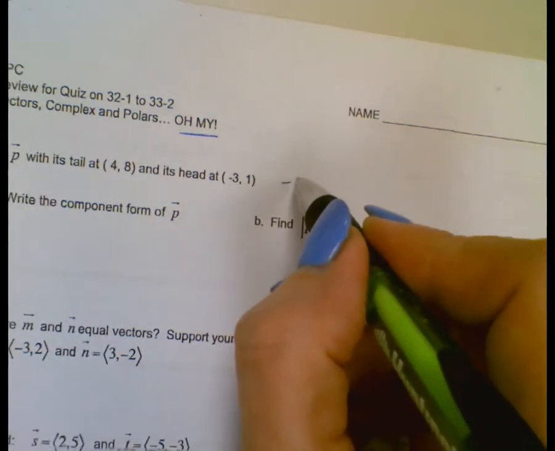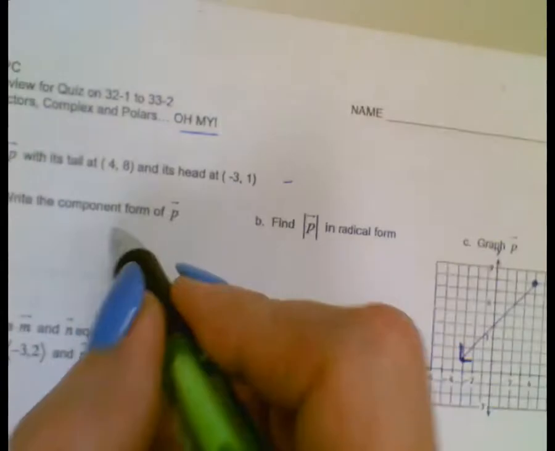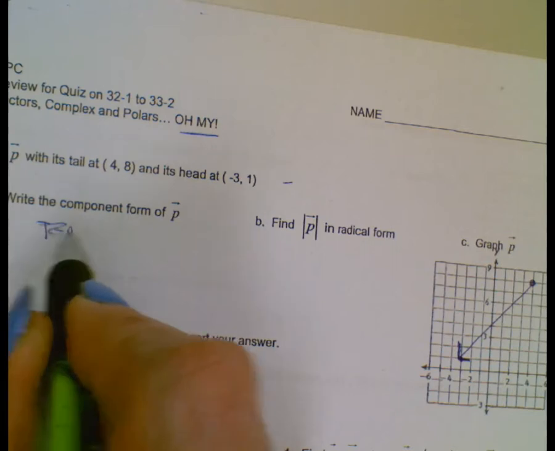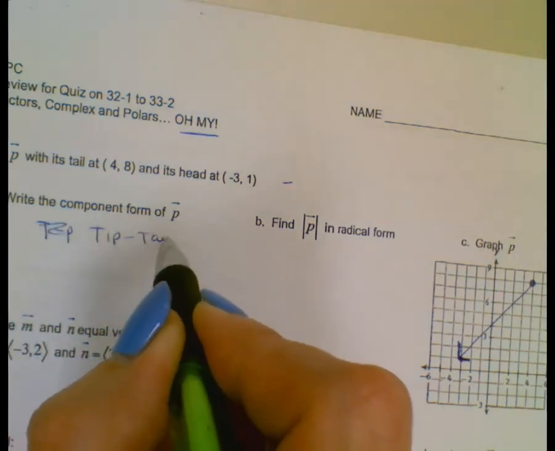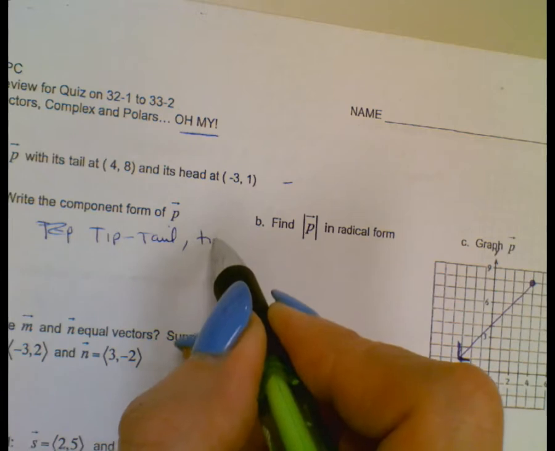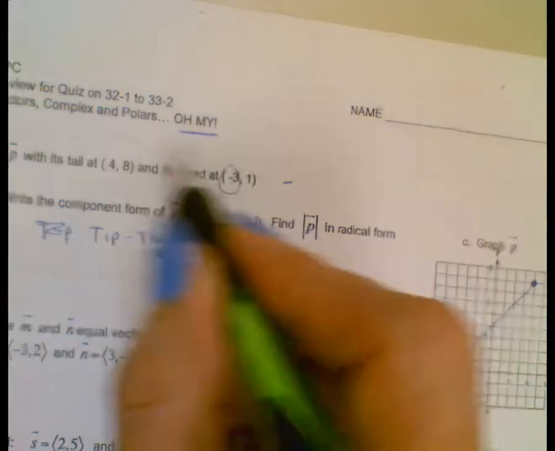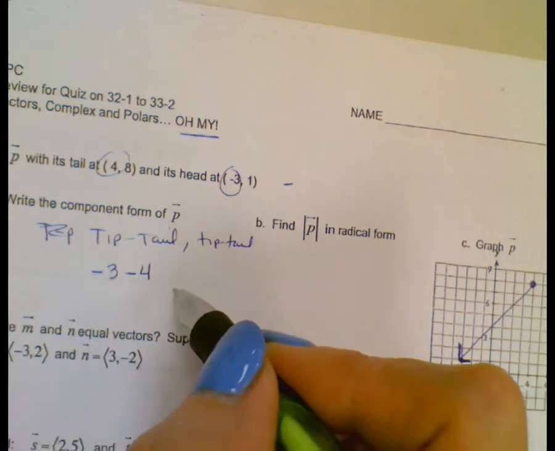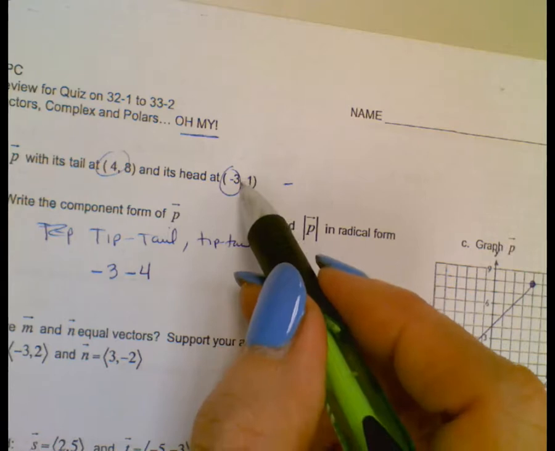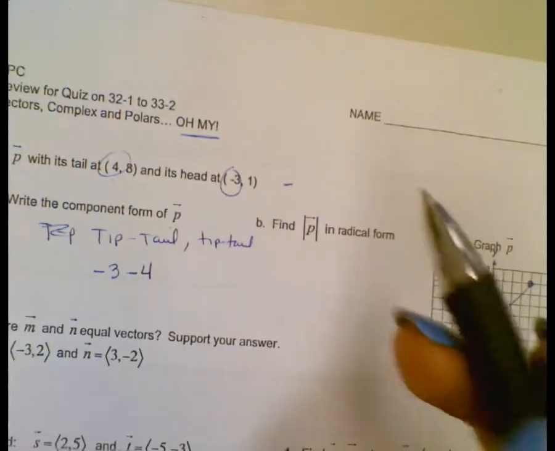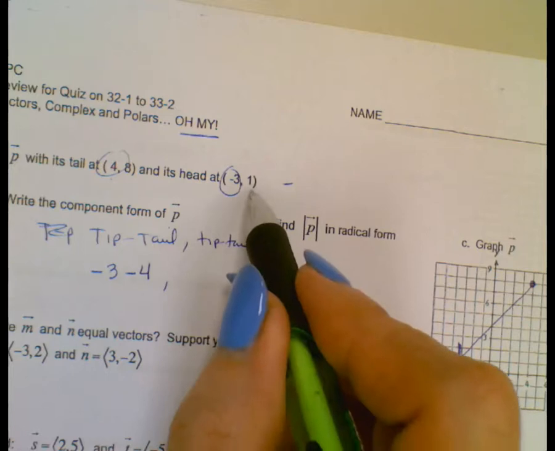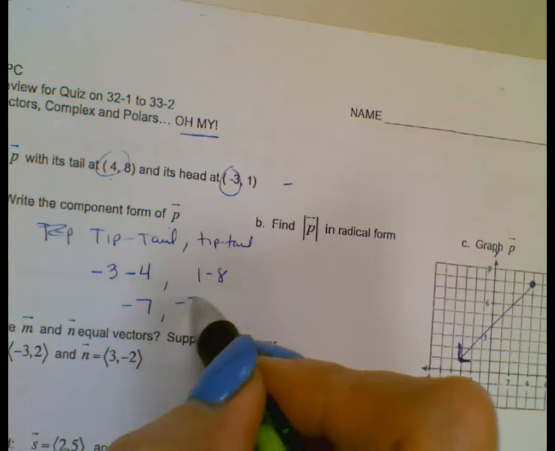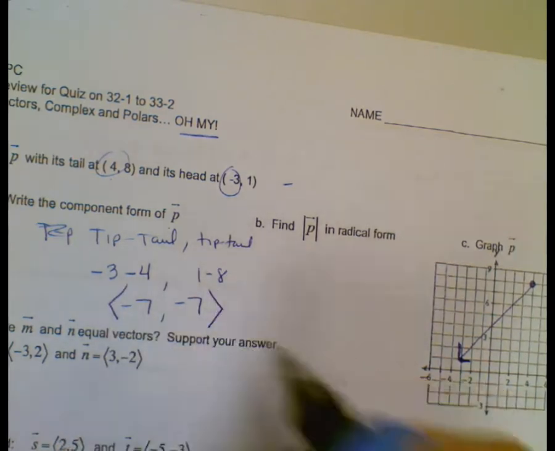When we're writing the component form of P, you always want to do tip minus tail on your coordinates. Tip minus tail. So you're starting with your x's. Tip is -3. Tail is 4. If you don't understand tip and tail, it's the end one, subtract the beginning one. Then you have 1 minus 8 for a -7, -7. That is the component form for vector P.